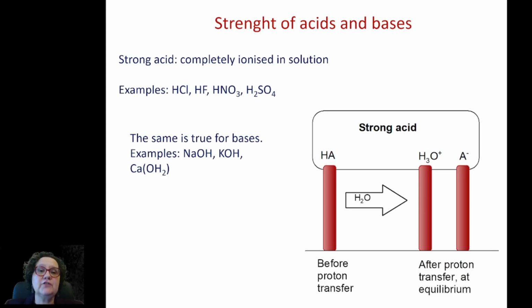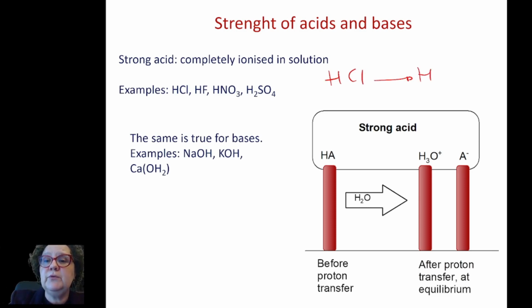Well, a strong acid, and it will be the same case with a strong base, is a substance that when it's dissolving in water, it dissociates completely. So before it touches the water, it's a compound, let's say hydrochloric acid. Before it touches the water, the compound is HCl. In the moment it touches the water, it splits completely into hydrogen ions and chloride ions.